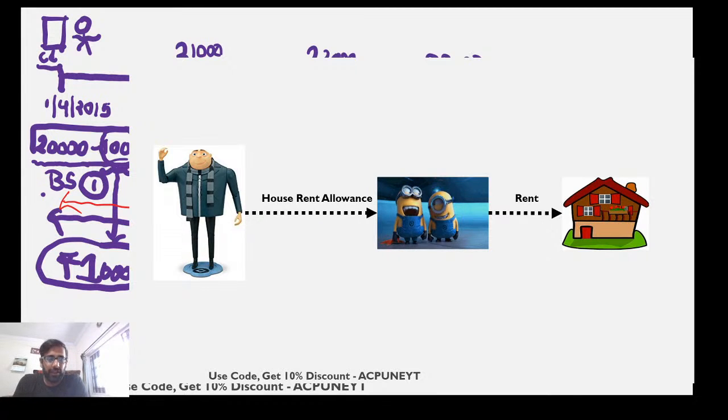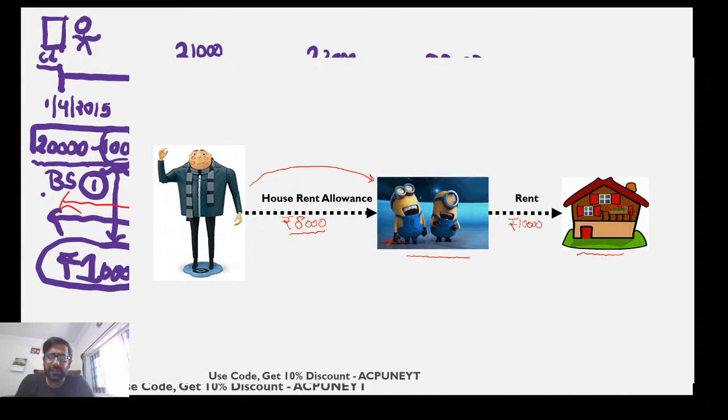Is it clear? Here minions, what minions have done, they have taken house on rent, and they are paying 10,000 rupees rent. In this case, Guru is worried about minions. So what Guru has done, Guru has reimbursed, let's suppose, 8,000 rupees rent to minions. Is it clear? He is reimbursing 8,000 rent to minions.